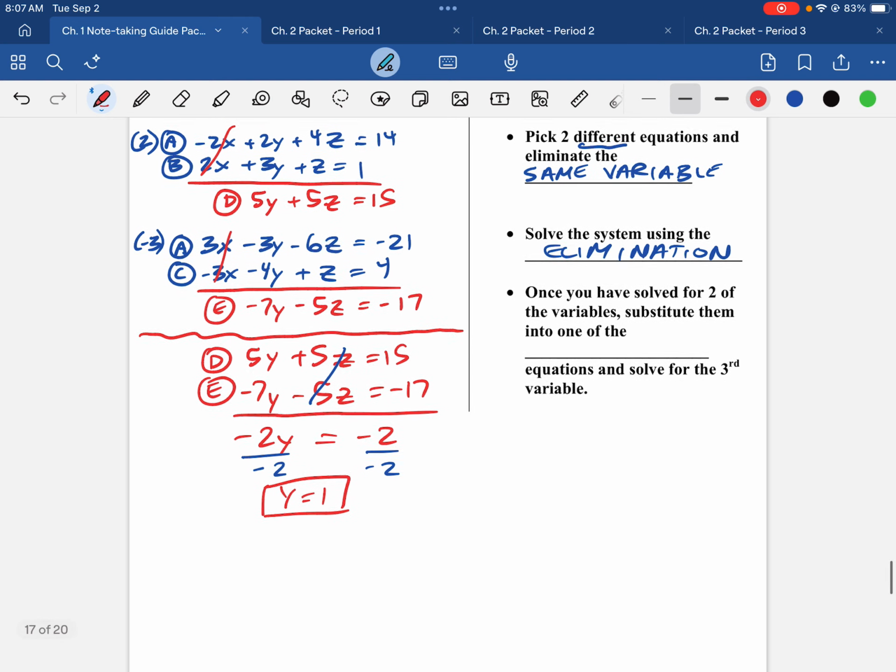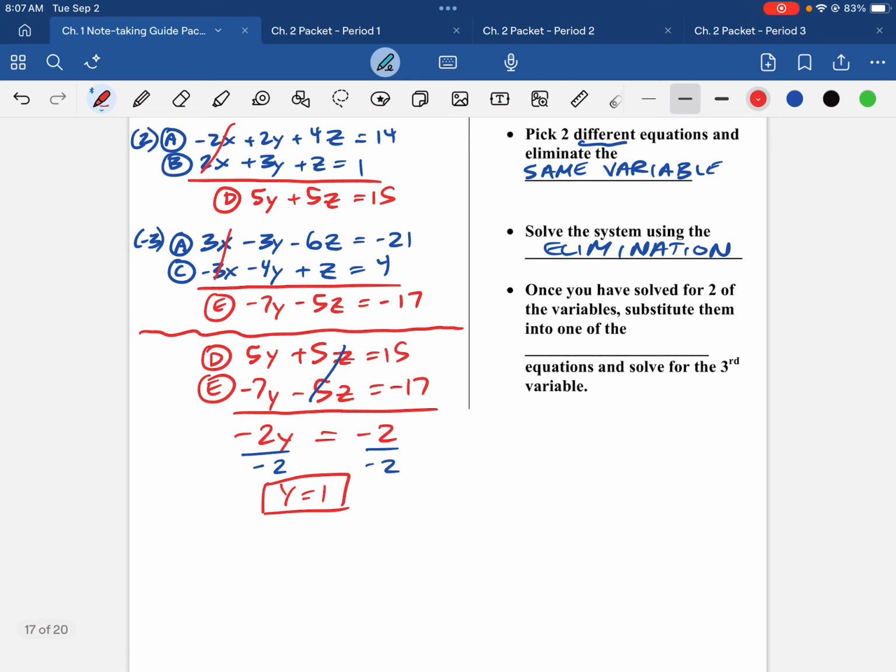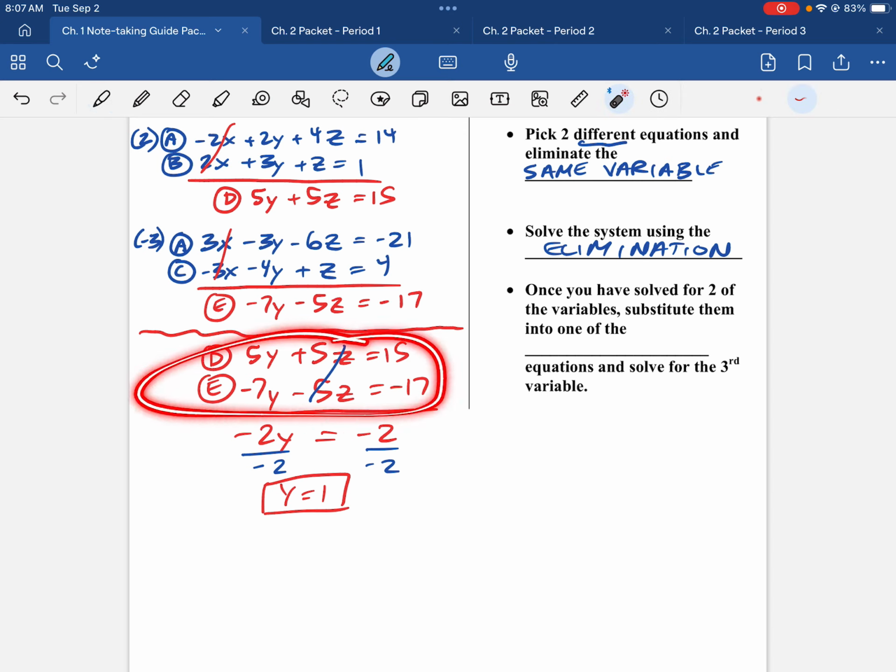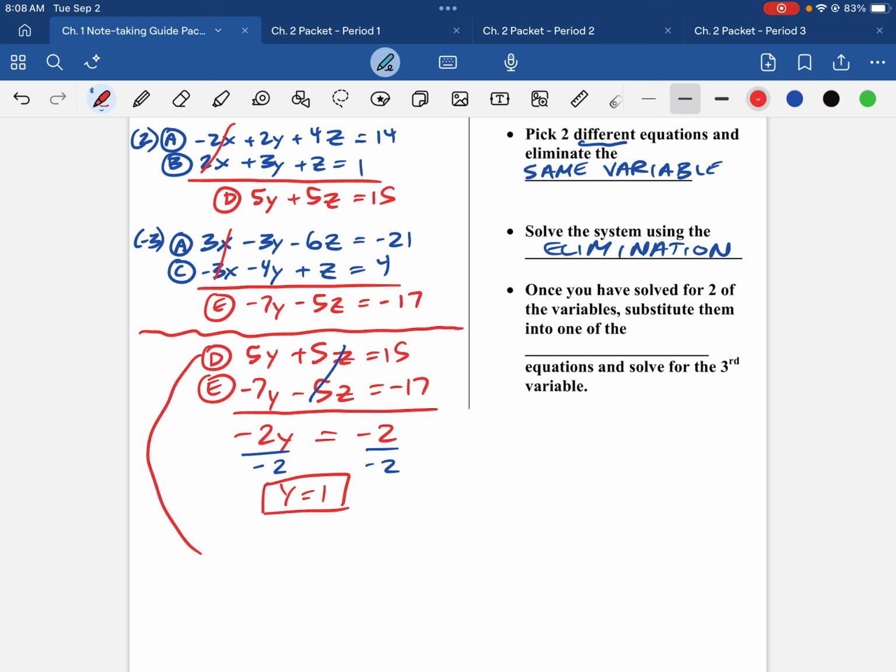Okay, now I'm solving this system here. So we've got the y, but this system with 2 variables and 2 equations still has a z, right? So we want to go back and get the z as well. All right, so I'm going to go to either equation D or E. It doesn't matter which one. I think I'll use equation D, and I'll just plug in 1 for y.